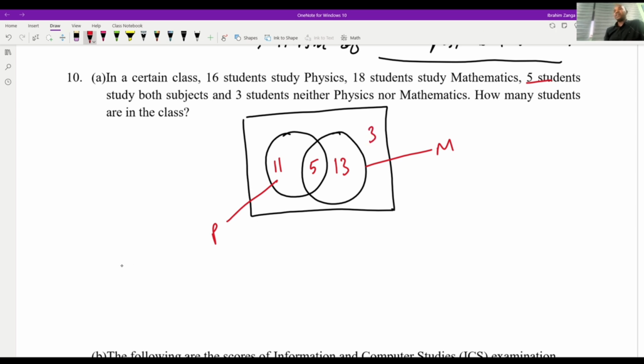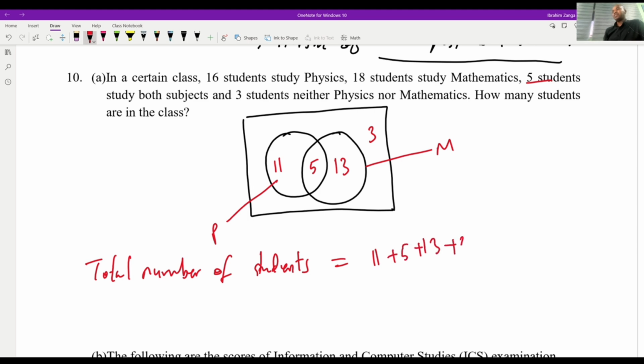So we are supposed to find the total number of students, which will be 11 plus 5 plus 13 plus 3. Eventually we are getting 16 plus 13, you get 29, plus 3, you get 32 students. So the total number of students is 32 students.